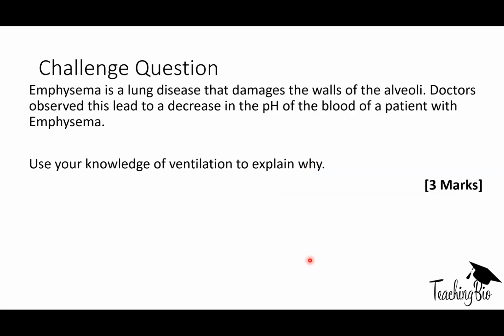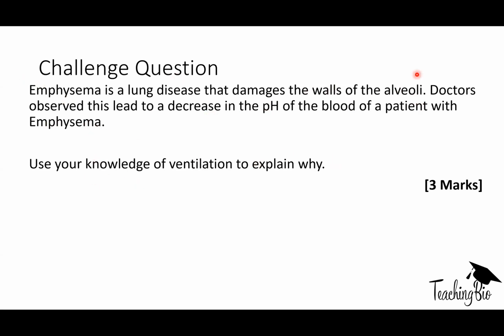Okay, so pause the video and have a go at this challenge question here, and we'll have a discussion of the answer. Okay, so this question is talking about emphysema, which you might not be familiar with, but that's okay. So emphysema is a lung disease that damages the walls of the alveoli. Doctors observed this led to a decrease in the pH of the blood of a patient with emphysema. Use your knowledge of ventilation to explain why.